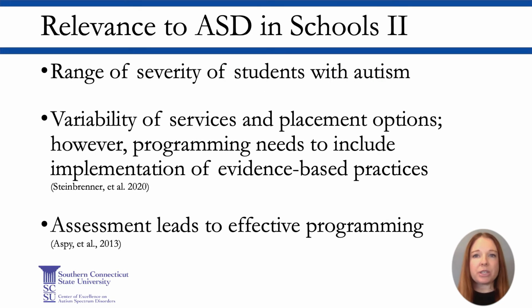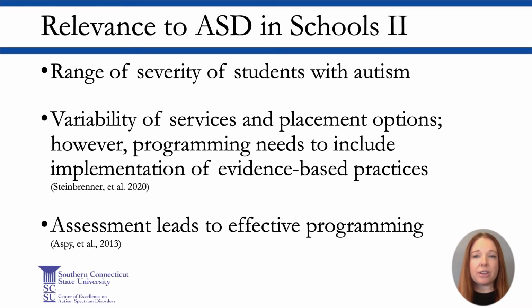These thousands of students in our Connecticut schools all have a variable range of severity of autism spectrum disorder, meaning that not one student is alike, meaning that not all programs are going to be the same. There may be a variability of services and placement options. However, all programming must include the implementation of evidence-based practices. Evidence-based practices are strategies that have been proven through research to be effective.